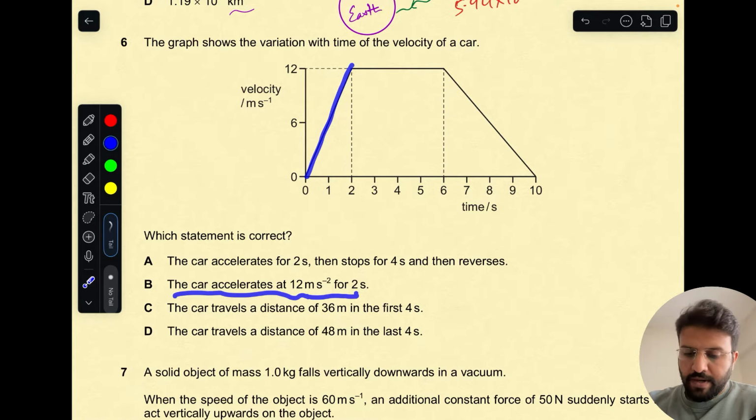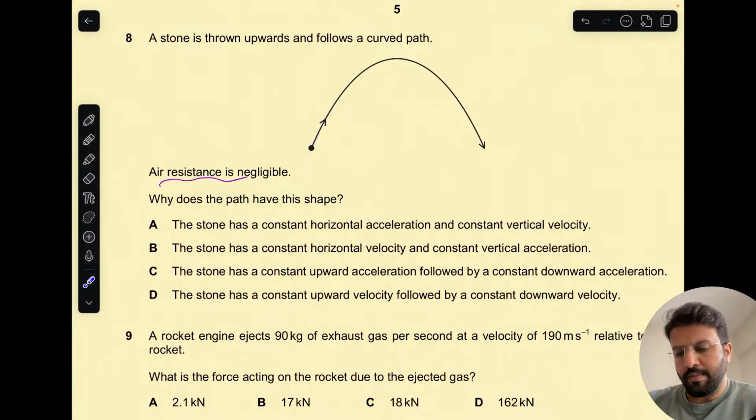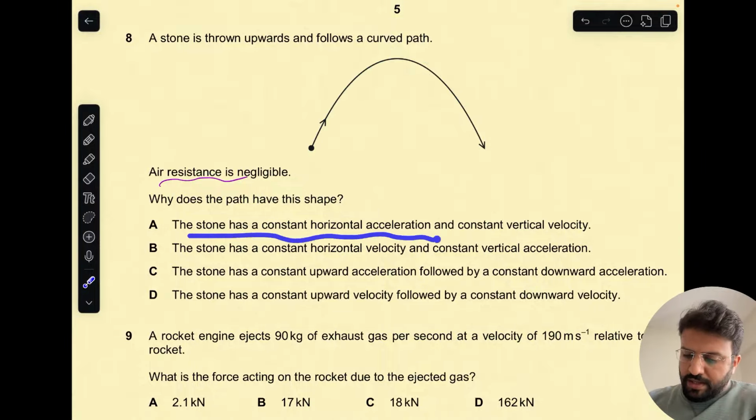In the next question, a stone is thrown upward and follows a curved path. Air resistance is negligible. Why does the path have this shape? Why is this object not moving straight upward, and why is it coming back towards the ground? The option says the stone has a constant horizontal acceleration and constant vertical velocity.